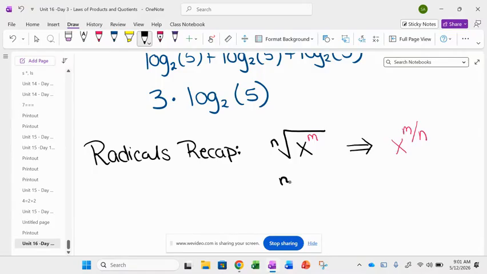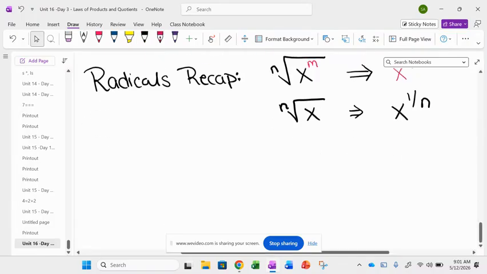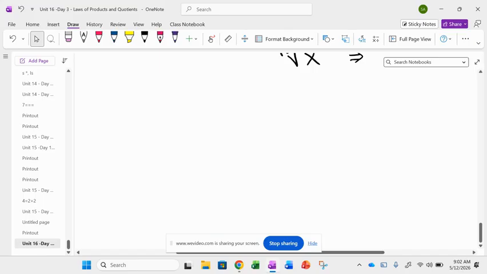What if I didn't have an exponent on the inside? So if I had the nth root of just x, what would that be? Ariana? You got it. X to the power of 1 over n. Okay. So let's do some problems.